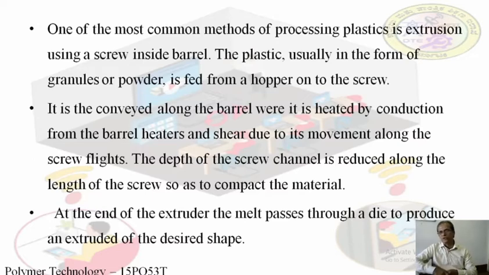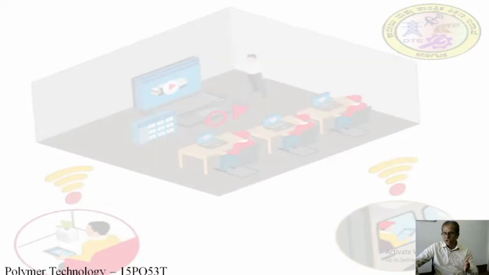The depth of the screw channel is reduced along the length of the screw so as to compact the material. At the end of the extruder, the melt passes through the die to produce an extrudate of desired shape.